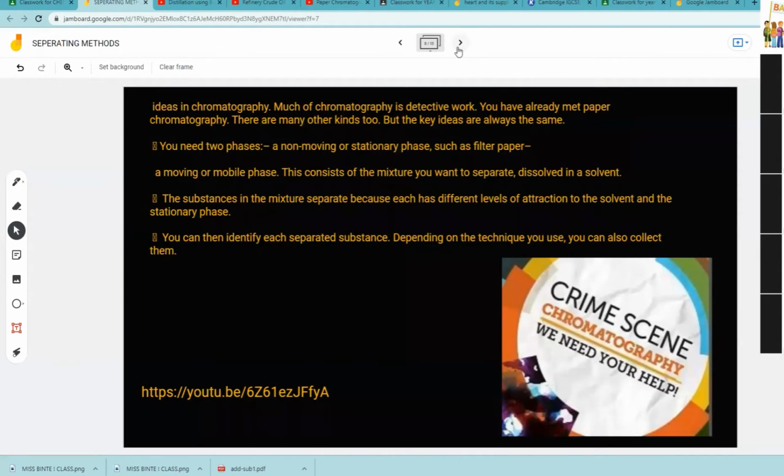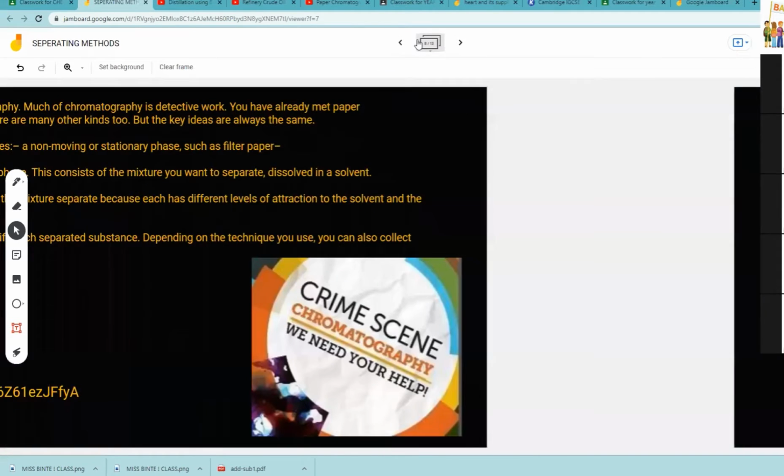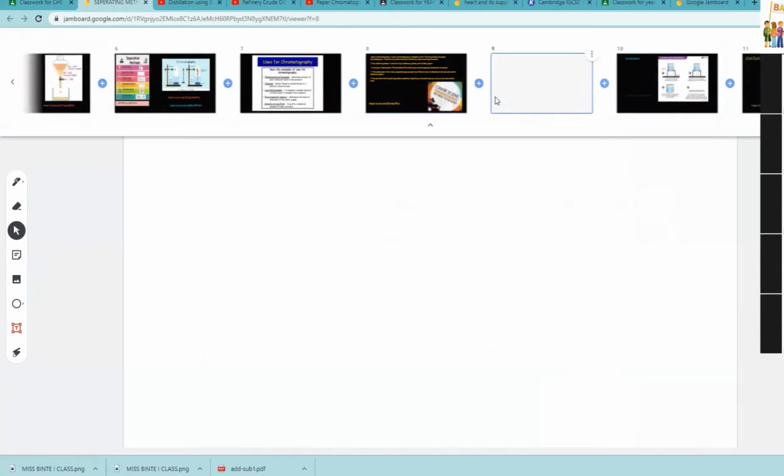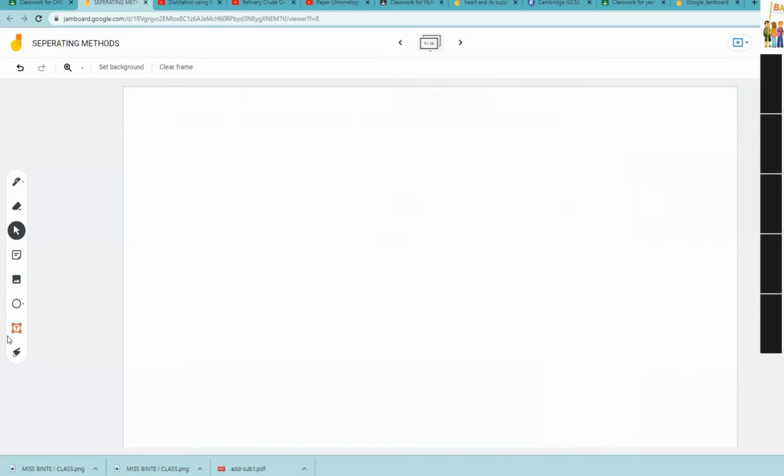So at crime scenes, we use chromatography, and here is the technique of how to use it. Please, high attention everyone. I will ask the questions once I finish. In chromatography, what will happen?